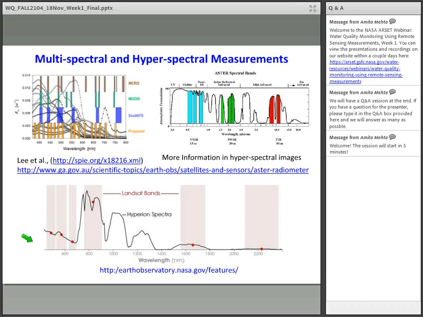So again, there are multispectral instruments. Some are hyperspectral. So these are multispectral instruments, and Hyperion shown here is a hyperspectral instrument.